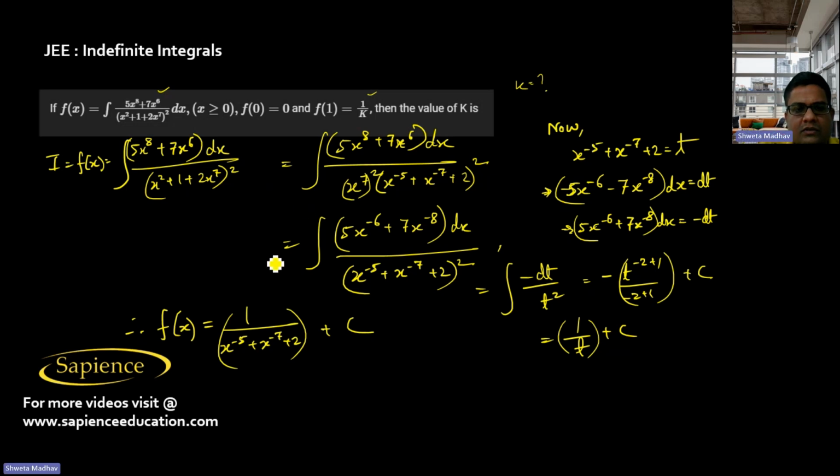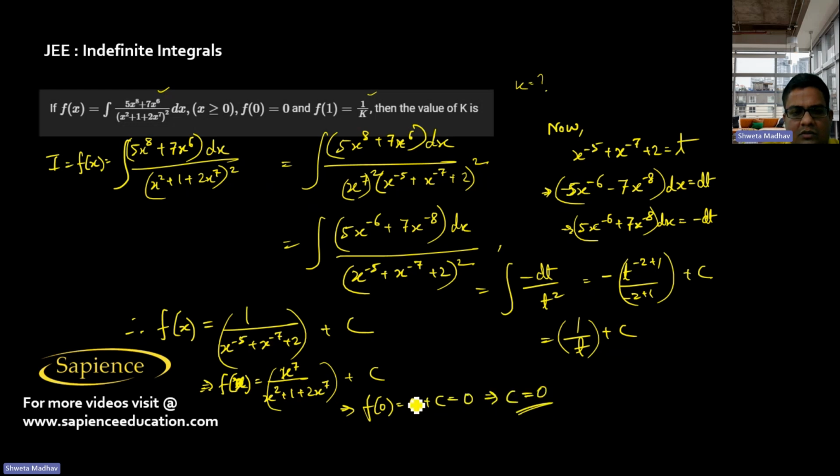Now it is told f of 0 is 0. So f of 0 will be equal to 1 by, multiplying by x power 7, x power 7 by (x power 2 plus 1 plus 2x power 7) plus c. This is f of x. So if I put x as 0, then I'll get 0 plus c. So f of 0 is equal to 0 plus c, that is equal to 0. So c will be 0. So the constant of integration is 0 obviously.